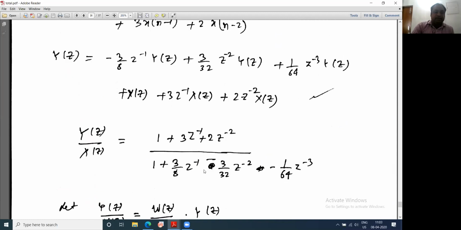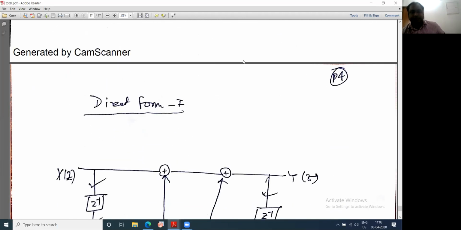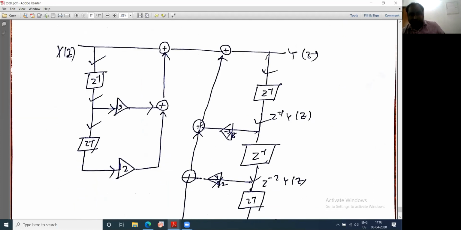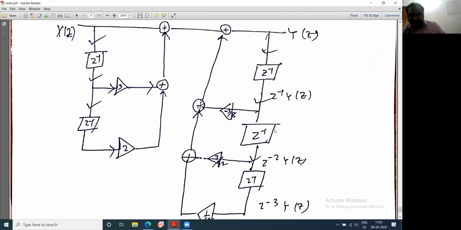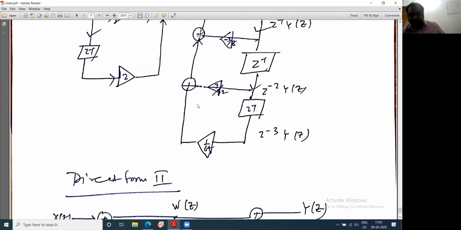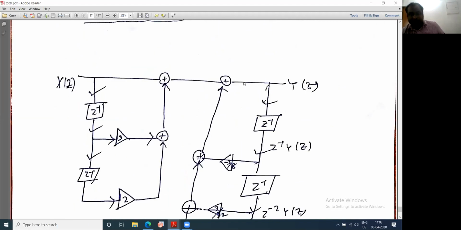So in the realization on the output side, if you look at it, this is 1. Y(z), z inverse, that is z to the power minus 1 Y(z), is multiplied by minus 3 by 8 and added here. Then z to the power minus 2 Y(z) is multiplied by 3 by 2, coming here and adding here. Then z to the power minus 3 Y(z), this is 1 by 64, coming here and adding here. So ultimately this summation output will be the entire thing.